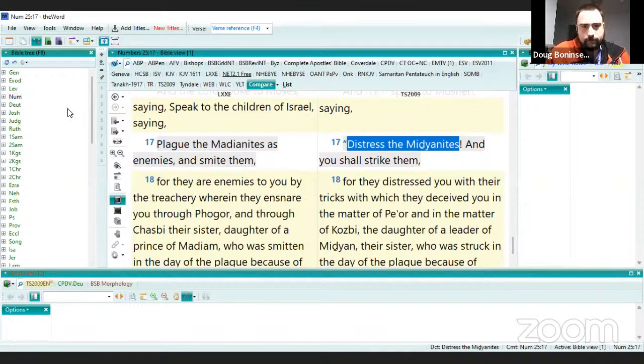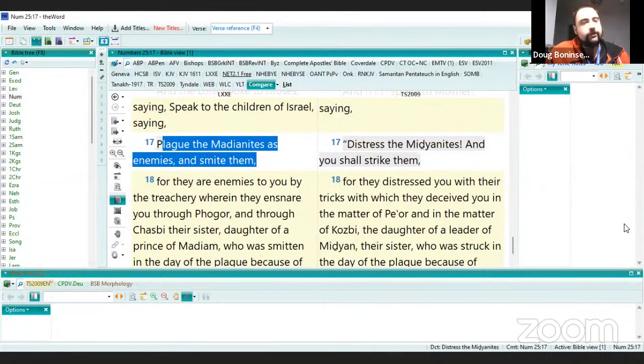Which verse are you on, Doug? I don't see your script. 25, verse 17. Okay. Midianites as enemies. I mean, it says strike them, so at least it's letting you know they're going to kill them. Your version says because they treat you as enemies when they deceive you? Oh, no, not the next verse, only verse 17. What's verse 17 saying in your version? Because so far it's been agreeing. Treat the Midianites as enemies and kill them. Yep.